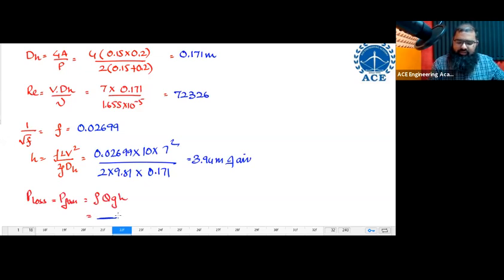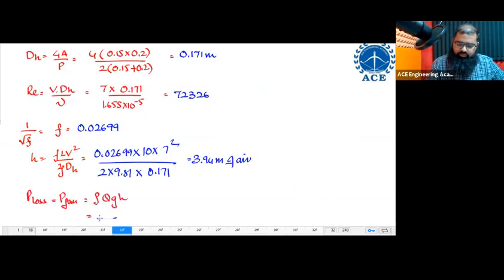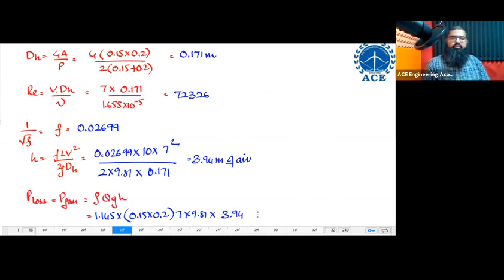He gave some density value. In the previous slide you see the density value he gave, 1.145. So 1.145, let's write it. Discharge is equal to cross section area into velocity. Cross section is 0.15. Sorry, into velocity is 7. g is 9.81. Head loss is equal to 3.94 meters. Get me the value of power loss.